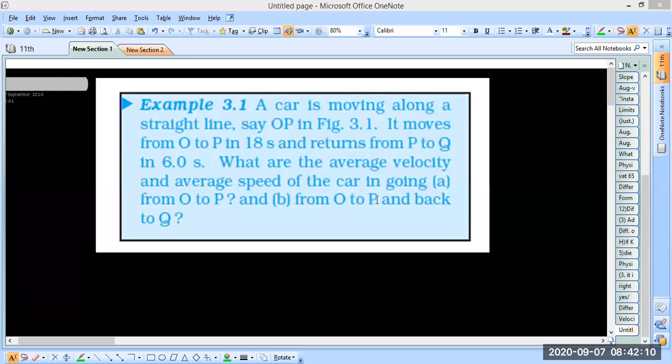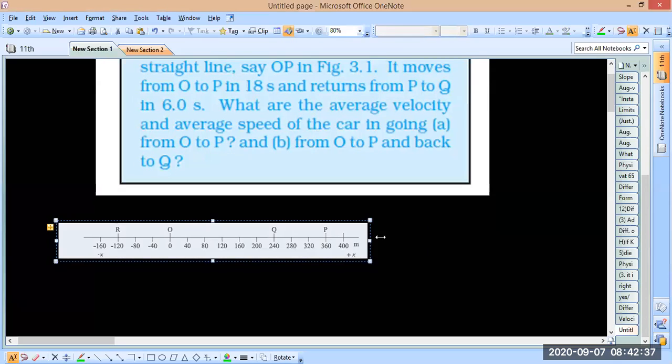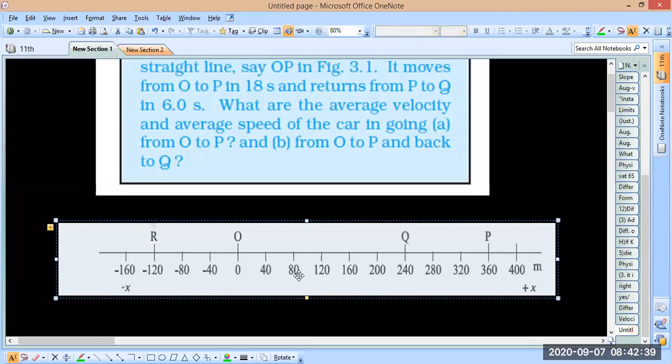Let's read it. You also read it, please. A car is moving along a straight line, say OP in figure 3.1. All right, we have to take a figure from the book. Where's that figure? 3.1. All right, got it. It's given on page number 40. I'm going to copy it and bring it here so that I can see it along with you. Okay, there we go. So here is that figure.